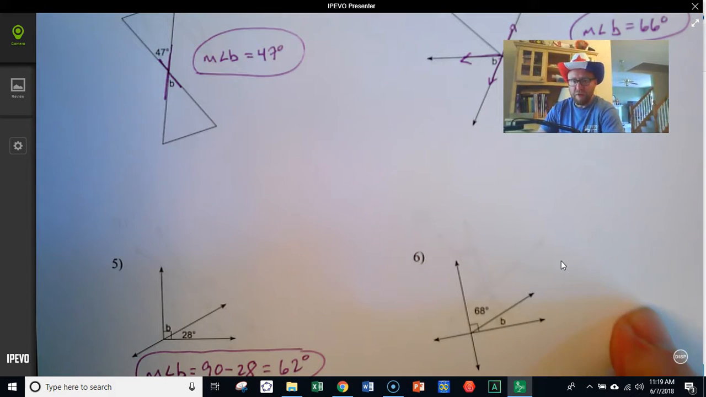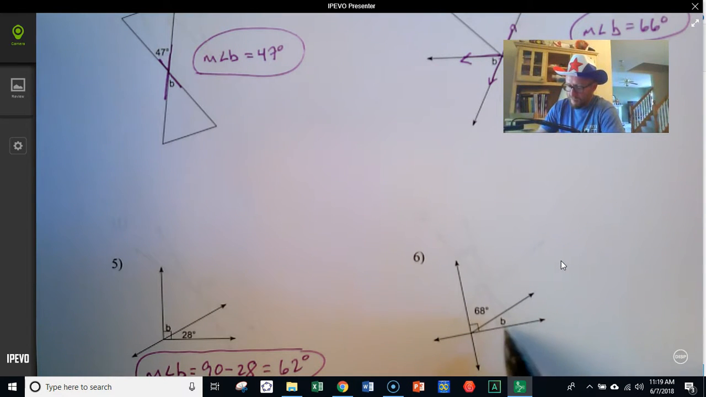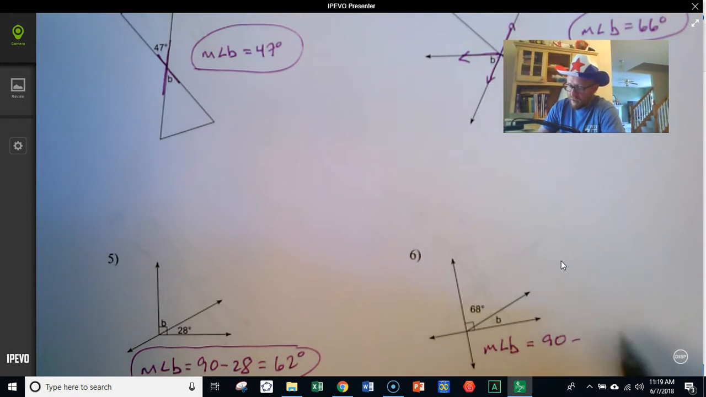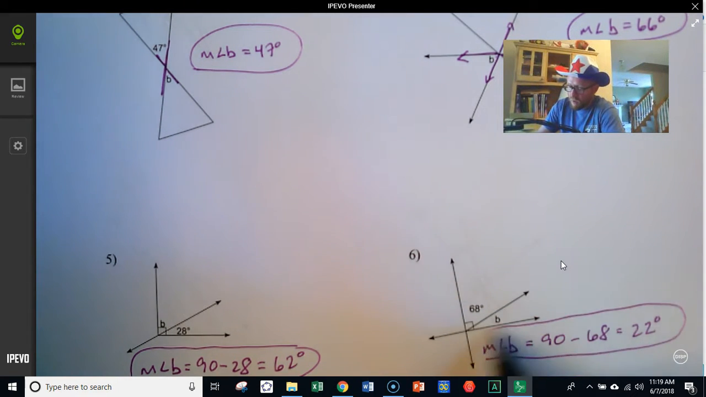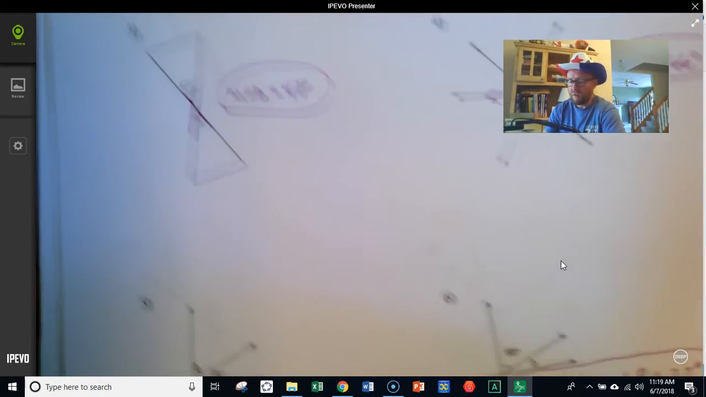Let's see, same deal here. These two angles, B and the one next to it, they come together to make a right angle, so they're complementary. So the measure of angle B is going to be 90, take away the other angle, which is 68, leaving us with 22. All right, let's take a look at some more.